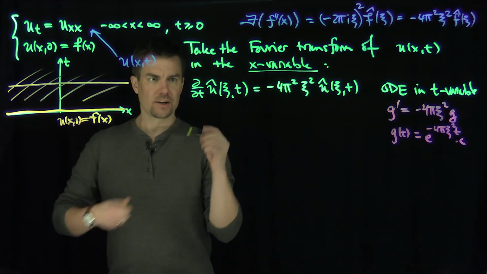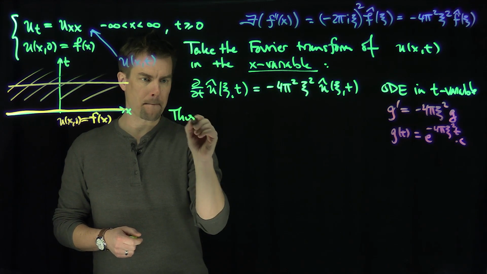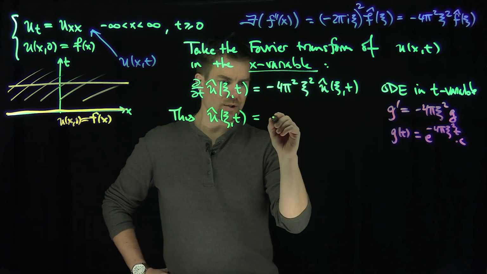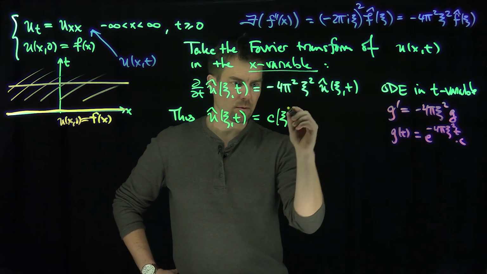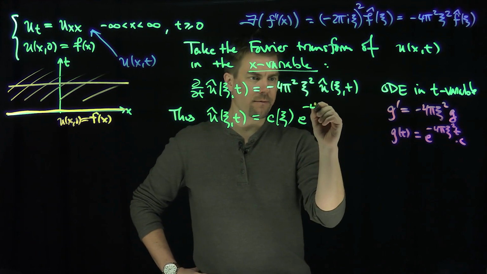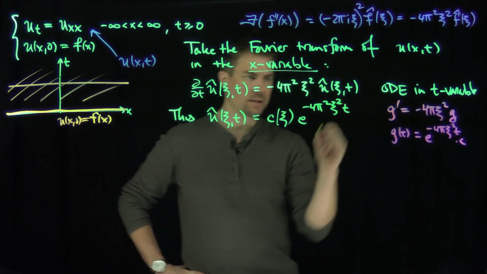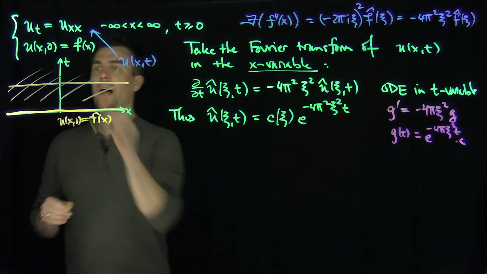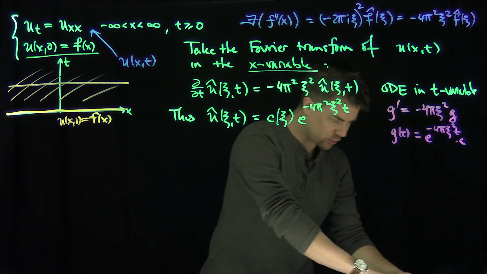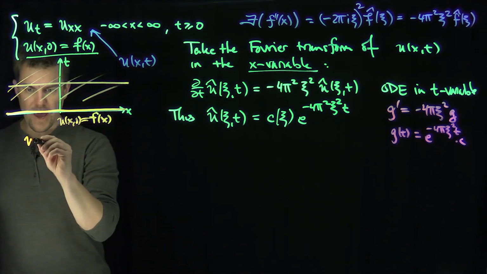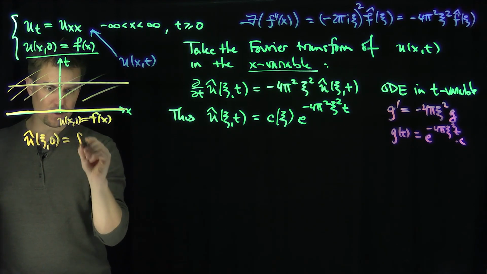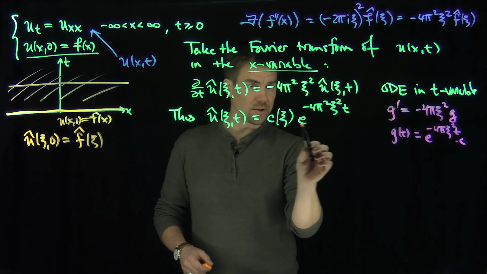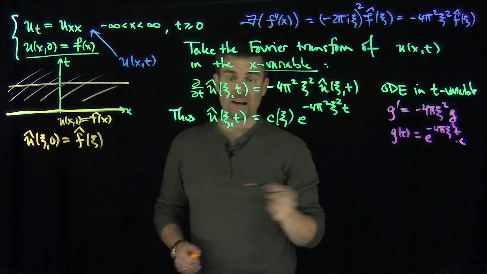So the solution, by solving this ODE, is u hat of xi, t equals a constant c which depends on xi, and then e to the negative 4 pi squared xi squared t. Beautiful. And how do we find out what this c of xi is? Well, I can take the initial condition and Fourier transform it. So u hat of xi, 0 is equal to f hat of xi. And so when I plug in t equals 0 in this formula, the exponential turns into a 1, so that c of xi has to be f hat of xi.